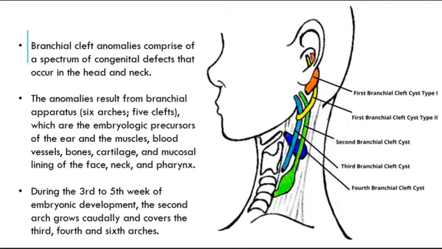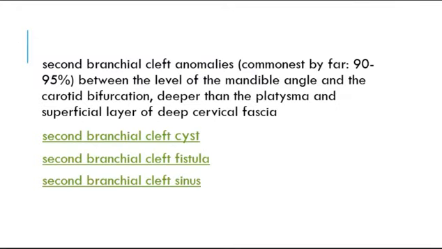They are embryological precursors of the ear, muscles, blood vessels, bone, cartilage, and mucosal lining of the face, neck, and pharynx, which means that these branchial arches, or pharyngeal arches as they are sometimes called, give rise to the muscles of the neck, the vessels of the neck, the cartilage and the linings of the face and the neck. During the 3rd to the 5th week, the second arch grows caudally and covers the 3rd, 4th, and 6th arch. The most common branchial cleft abnormality is the second branchial cleft cyst, which is seen in 90 to 95% of the cases.